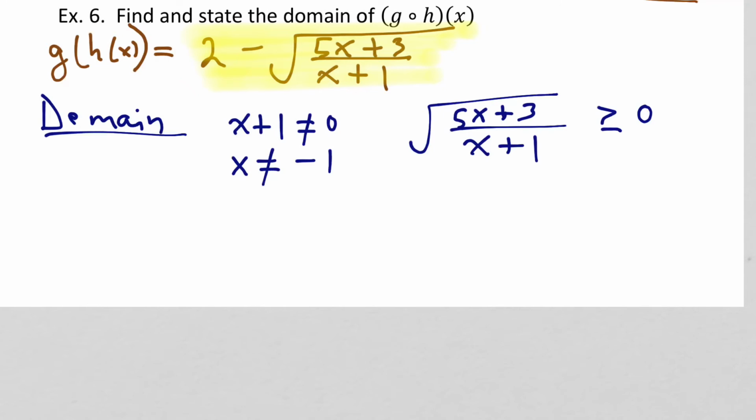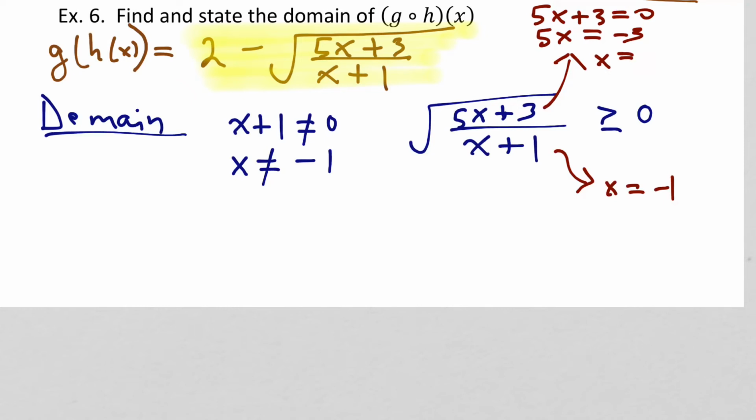So I already know one of my critical numbers here that I'm going to put on my number line is -1. And we're going to find another critical number by looking at the 0 here. So 5x plus 3, let's just write that here, equals 0. 5x is equal to -3. x is equal to -3/5. So these are my critical numbers here that I'm going to put on my number line, and then I'm going to do my sign analysis.